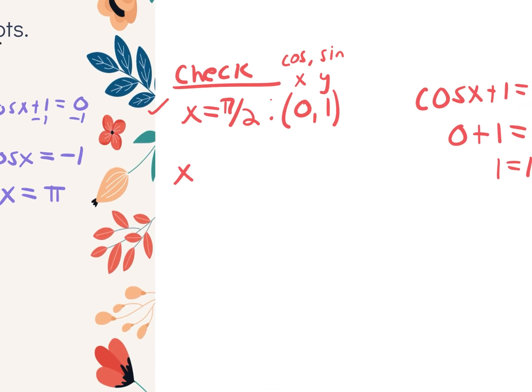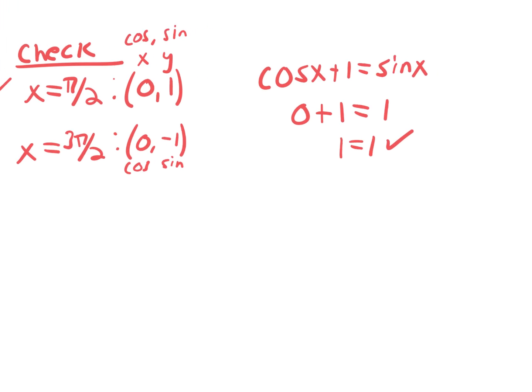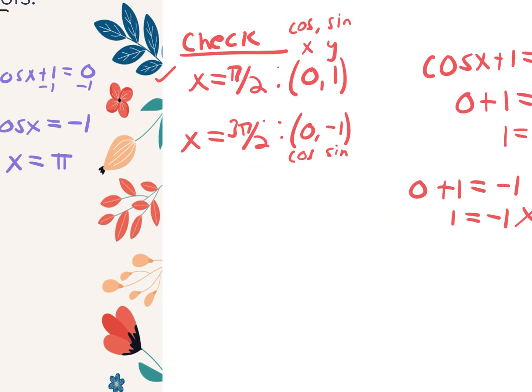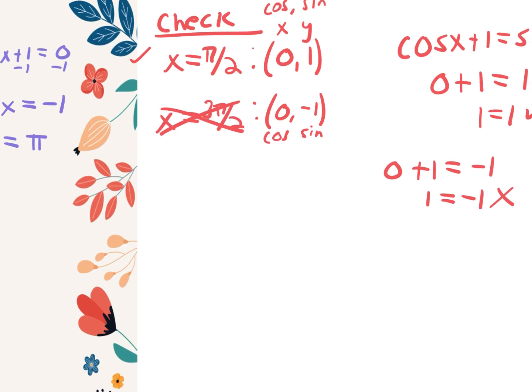Let's do the same thing with 3 pi over 2. What's the ordered pair that we see at 3 pi over 2? Good. Keep in mind, 0 is the cosine, and -1 is the sine. So let's plug those numbers into this equation as well. Cosine is 0, plus 1 equals sine is -1. We get 1 is -1. Is that a true statement? No, so we're going to cross this one out. That one's not a solution.